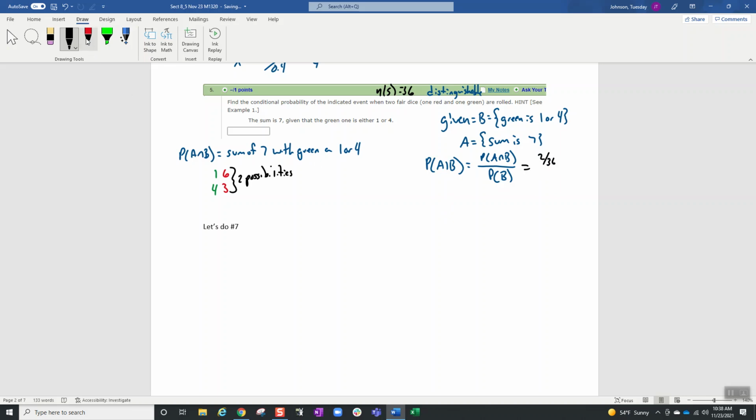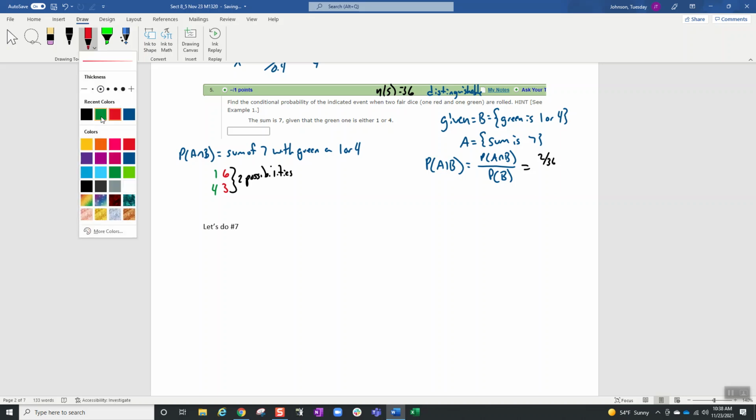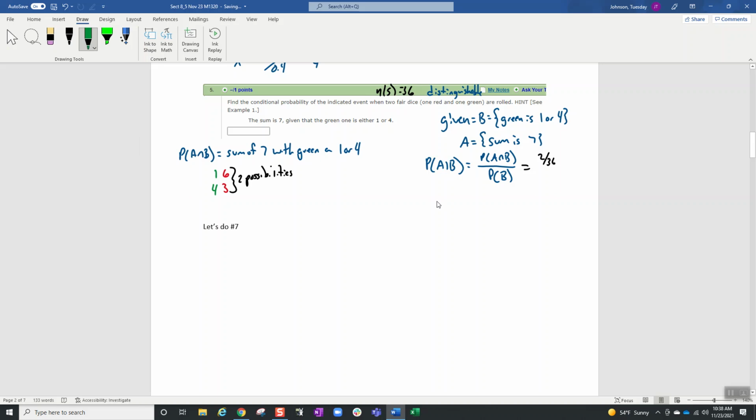So let's look at P of B, and it would be silly of me to do this in a red marker. So probability of B is what we have to look for now. A green 1 can go with 6 reds, right? You can go with a red 1, a red 2, a red 3, and so on. The green 4 can also go with 6 reds. So there are 12 total outcomes that have a green 1 or a green 4. So that's 12 out of 36.